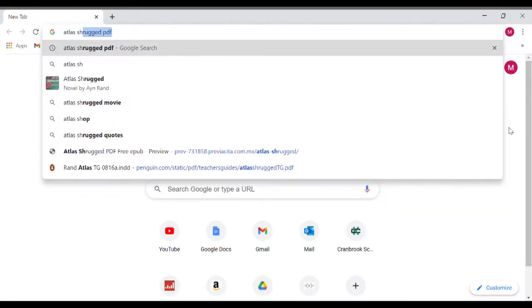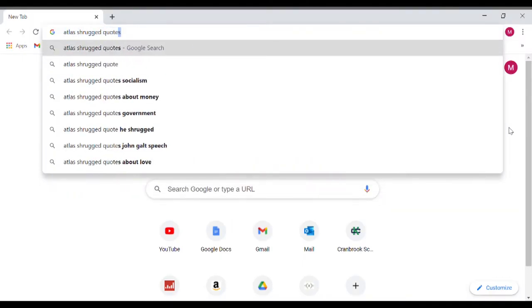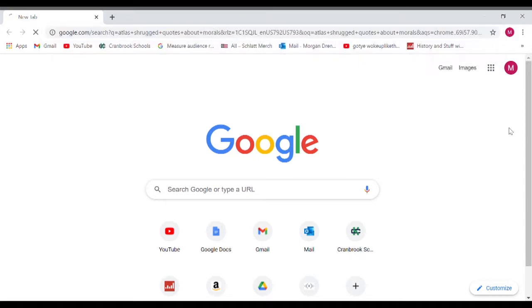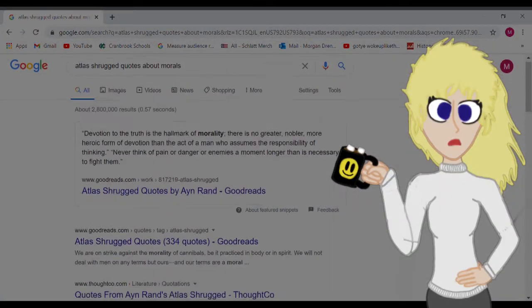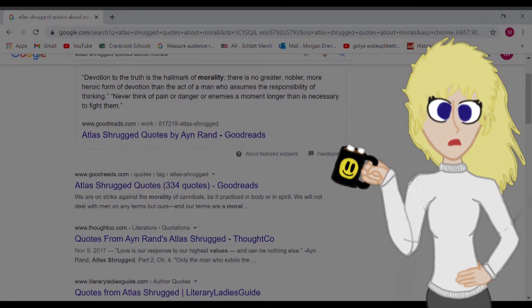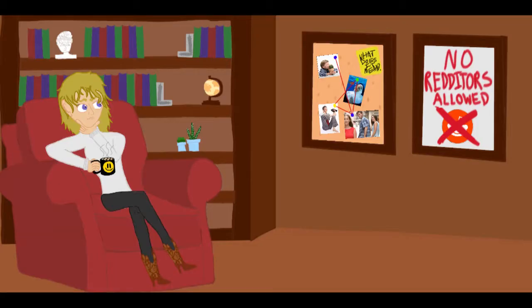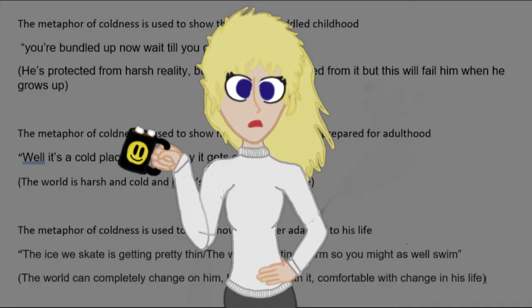Look up "insert book title here, quotes about insert theme/idea here," and you'll probably find some. I would not recommend the last one. Annotating is the far superior option that you definitely need to be doing if you aren't already. I know it's hard to mark up a book, I didn't like doing it either, but it makes your life so much easier. Alright, so now you have your quotes.